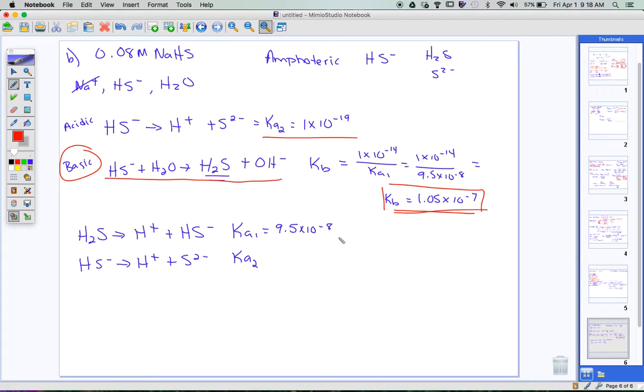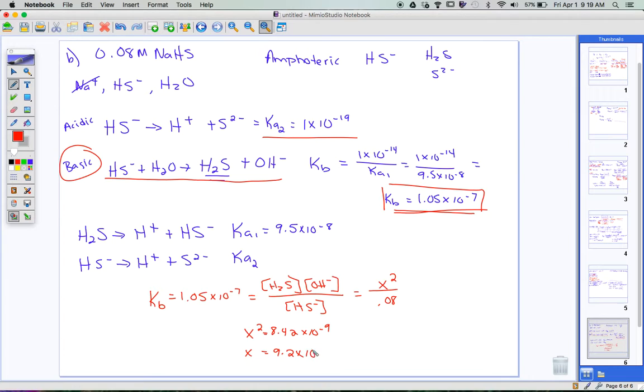All right, so if you think about your ice table and have 0, 0, and the original concentration was 0.08, then Kb, which is 1.05 times 10 to the negative 7th, is going to equal the H2S times the OH minus over the HS minus, which these two are x from the ice table, and this is 0.08 minus x, and we're ignoring the minus x. When you solve for x squared, you get 8.42 times 10 to the minus 9th. And then take the square root, you get 9.2 times 10 to the minus 5th.